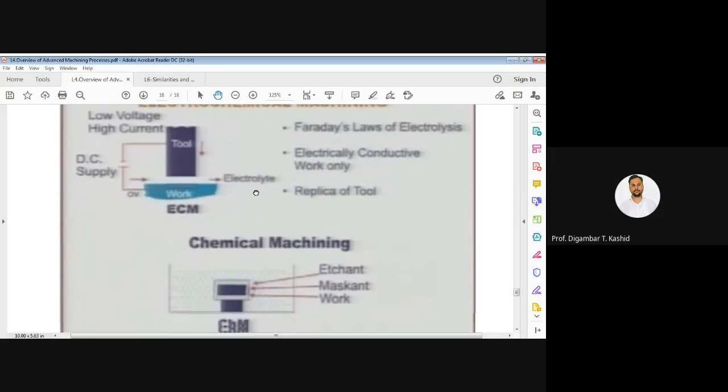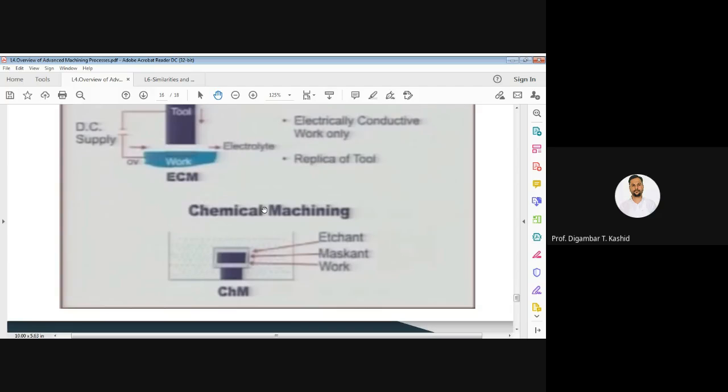Now let us go to another process. It is called chemical machining. In this process, normally an etchant is used. Etchant means a chemical which reacts chemically with your workpiece. The other is a maskant. Maskant is used on your workpiece surface to hide the part of the surface from where you do not want to remove the material.